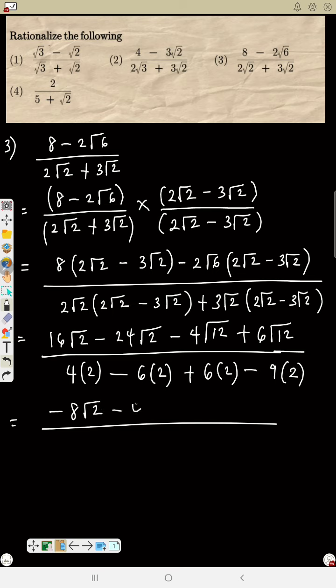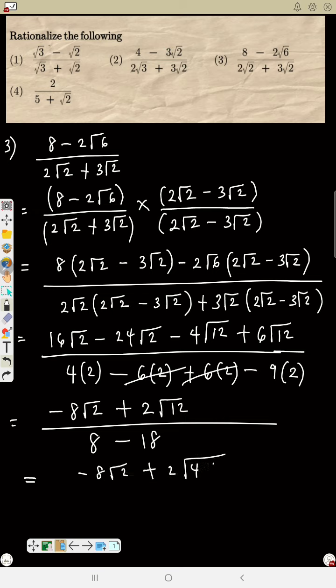Then minus 4 root 12, now we can split it further. Or you can add the 2 first. Minus 4 plus 6, that will be 2. So that means this will give us plus 2 root 12. Now minus 6 root 2 plus 6 root 2 is 0. So 4 times 2 will give us 8. Minus 9 times 2 will give us 18. So this becomes minus 8 root 2 plus 2 root 4 times 3.